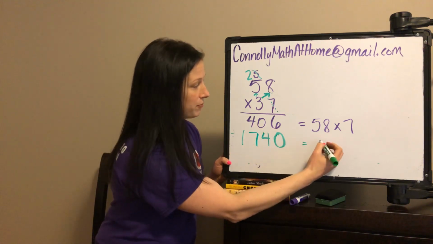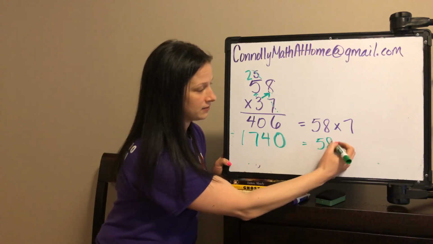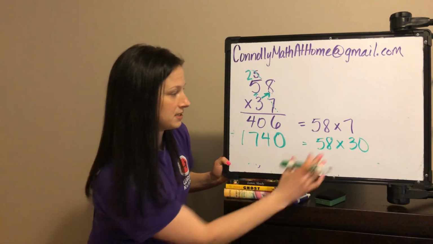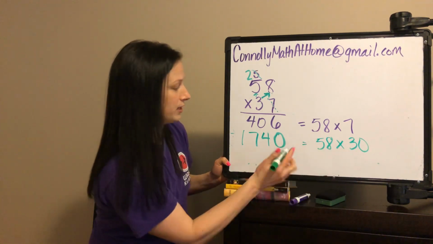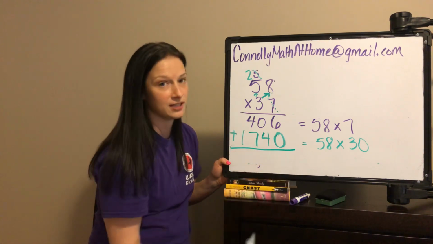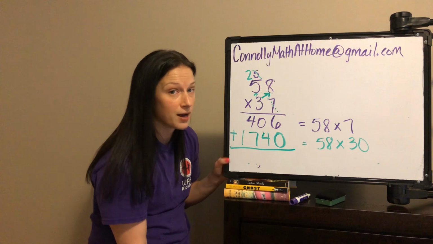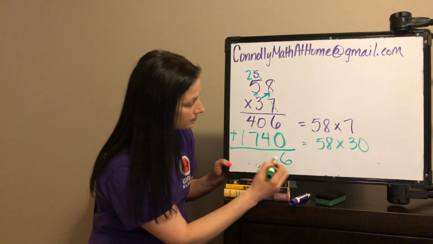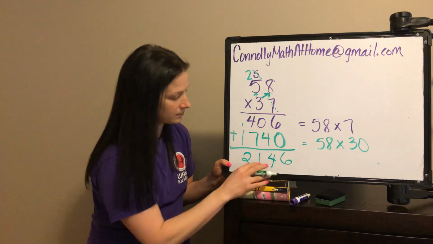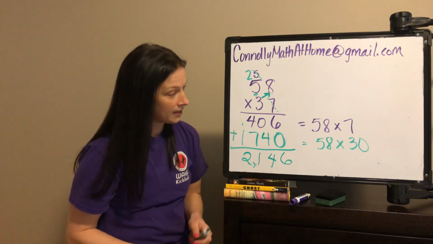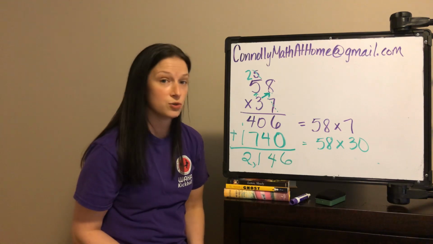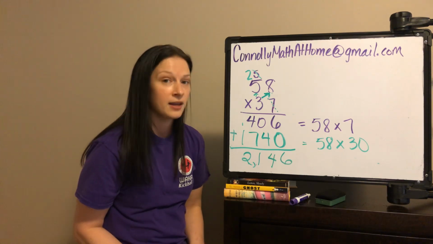So this step represents 58 times 30. I'm just going to double check I didn't make any mistakes. 1500 plus 240, yep. And then the last step of the standard algorithm, just like the other strategies, is you add the subproducts together. And that is the standard algorithm for multiplication with 2-digit by 2-digit.